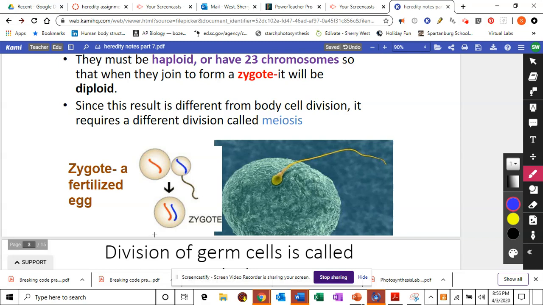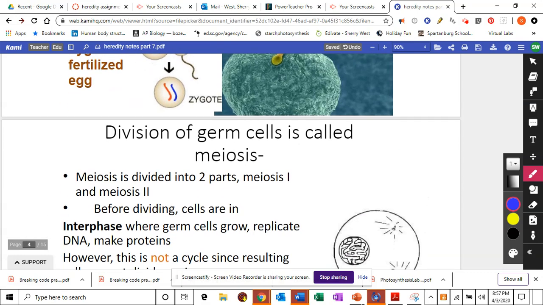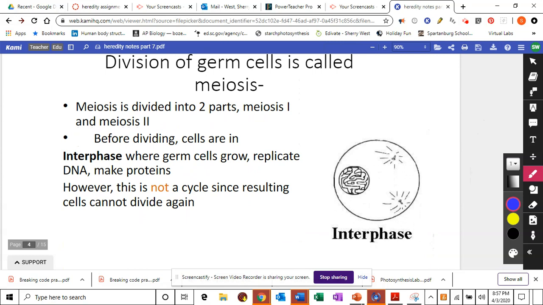So if body cells make identical cells like this, how are these made? How would sperm and egg be made? It must be a little bit different, and it is. So that's what we're going to focus on now. The germ cells is what they're called. They are the parent cells that divide to make sperm or egg. They do a division that's just for them. It's called meiosis. Look at the spelling there, meiosis. So meiosis is just for the formation of sex cells.